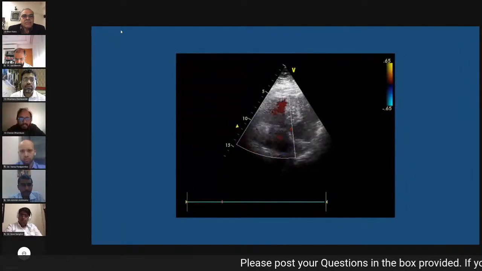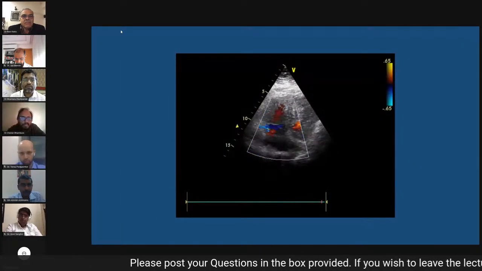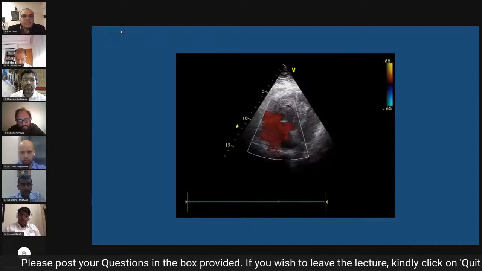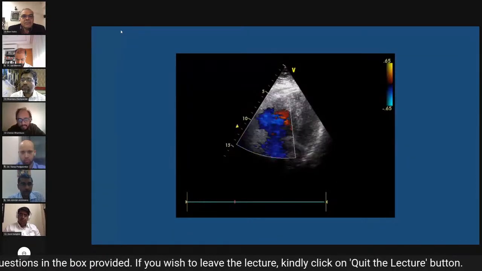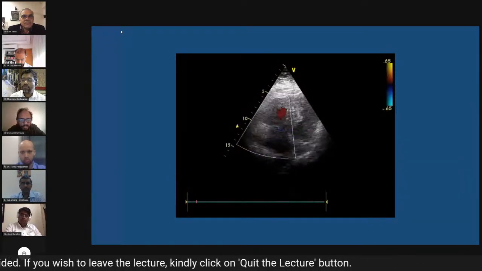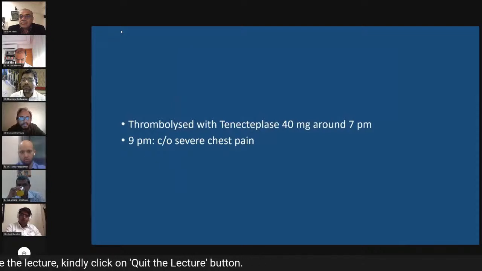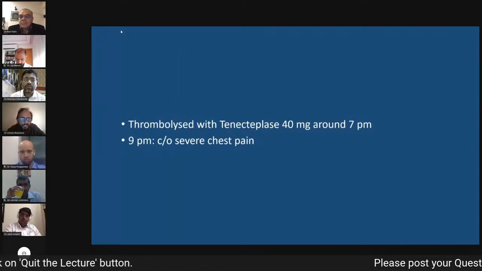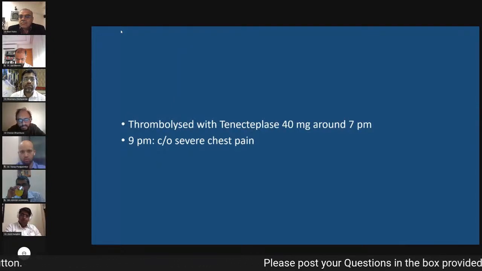So we admitted him, and this was the echo, dilated RA and RV. The echo quality is a little poor because he is quite obese, 100 plus kgs. He had TR and PA pressure was high. So I admitted him to the ICU and thrombolysed him with tenecteplase around 7 o'clock.